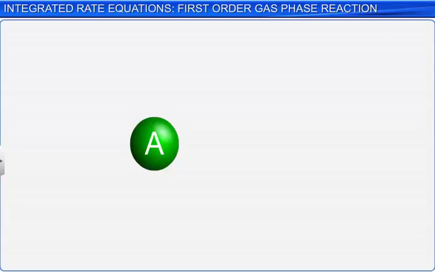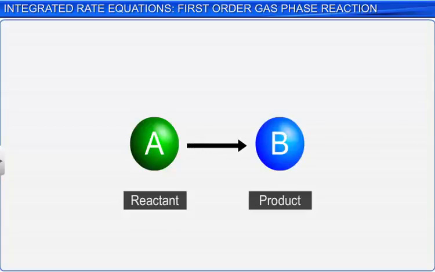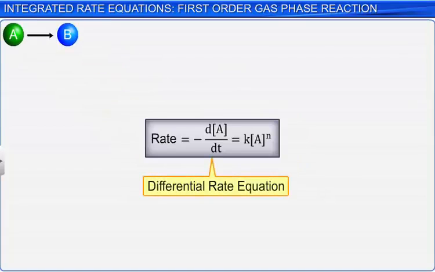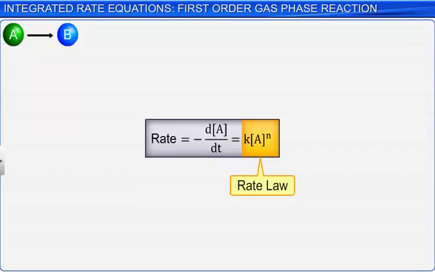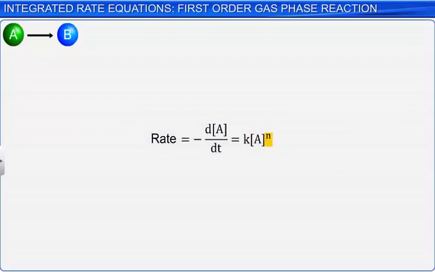Consider a simple reaction in which reactant A gives product B. Using the differential rate equation and rate law, we can write the rate of the reaction in terms of the rate of disappearance of reactant A as minus dA by dt equal to K into concentration of A to the power n, where n is the order of the reaction with respect to A.